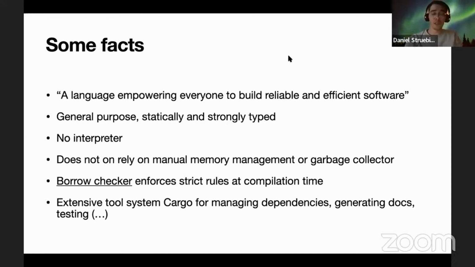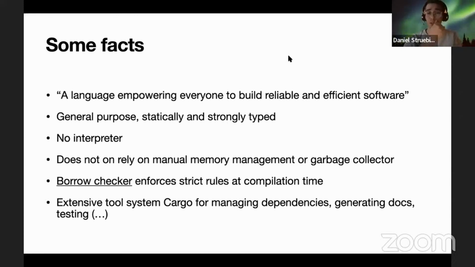Rust stages itself as a general purpose language, and its main features, I would personally say, is that it's statically and very strongly typed, and a strong type system is a big ally when writing Rust. It has no interpreter. There are sort of intermediate representations, but there is no bytecode involved, and everything that you get after compilation is pure machine code, basically.